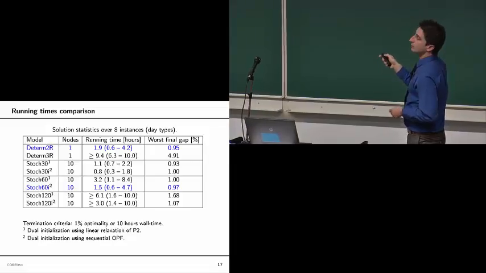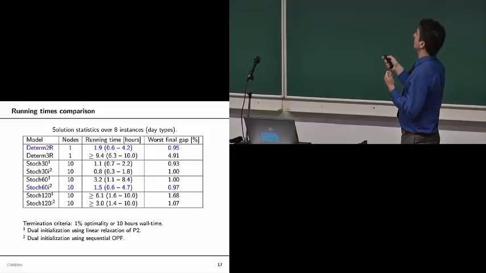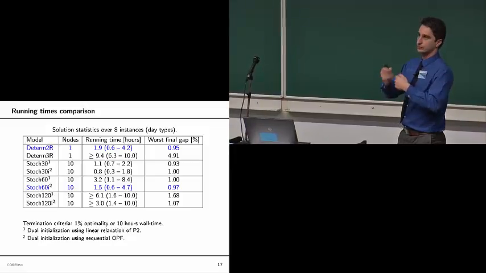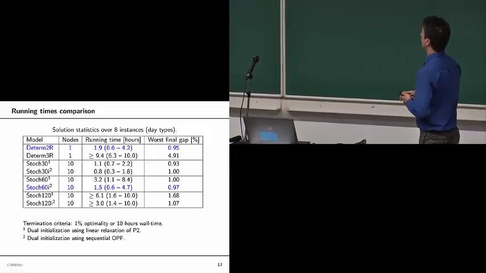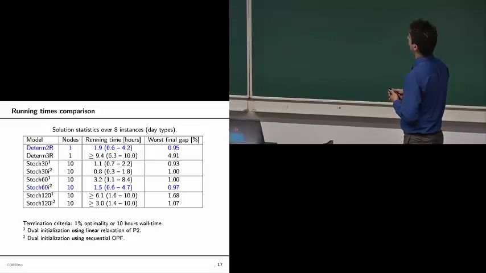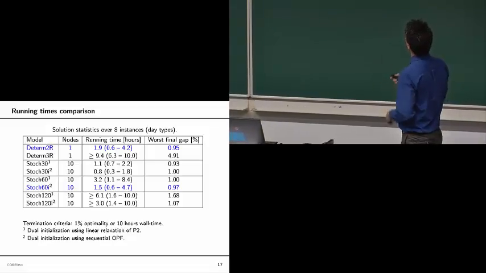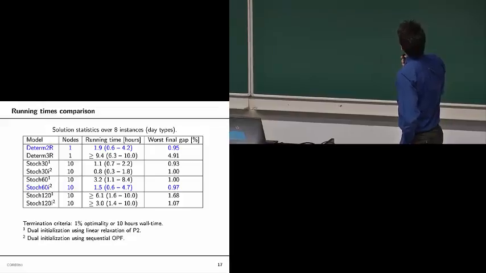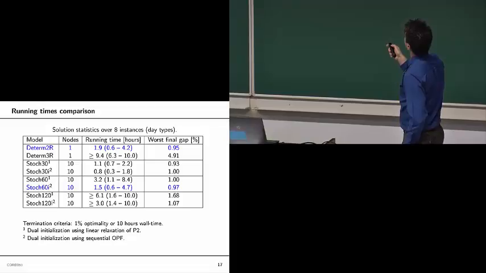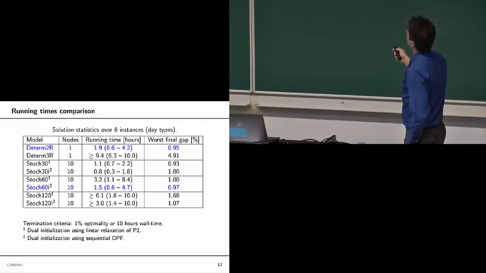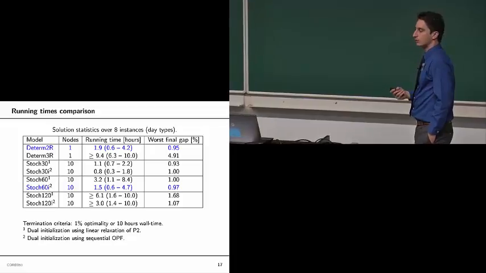So 1 refers to the linear relaxation for the first lower bounding, and 2 refers to the decomposition of the P2 subproblem per time period. So I guess the most important takeaway here, first of all, note how the running time jumps dramatically when we include primary reserve in the deterministic model. And we have imposed a 10-hour max wall time.